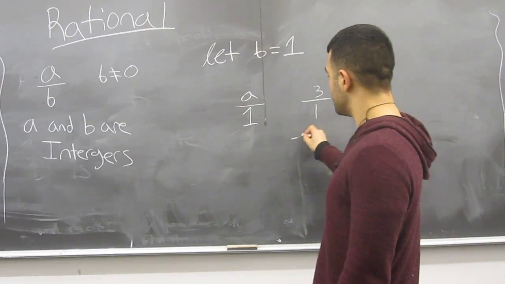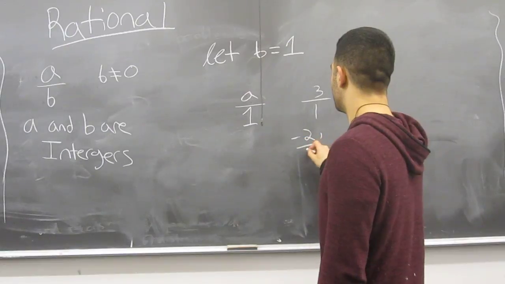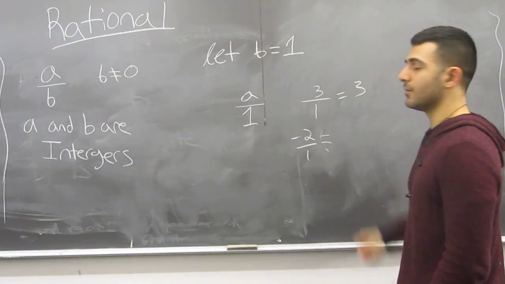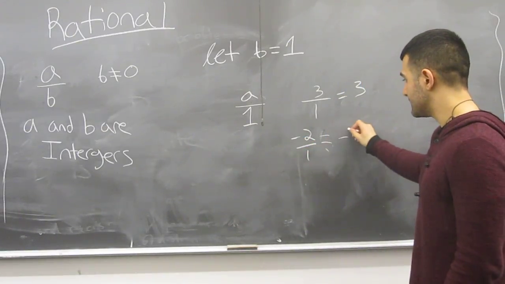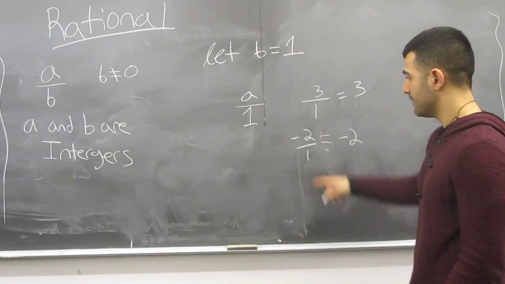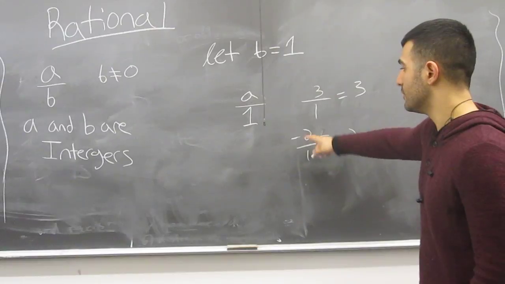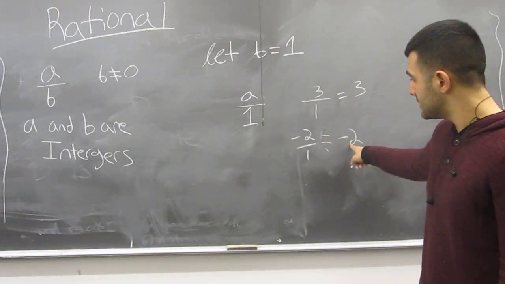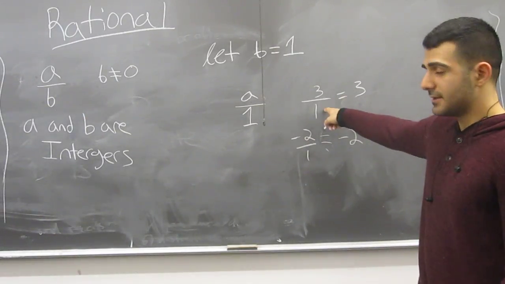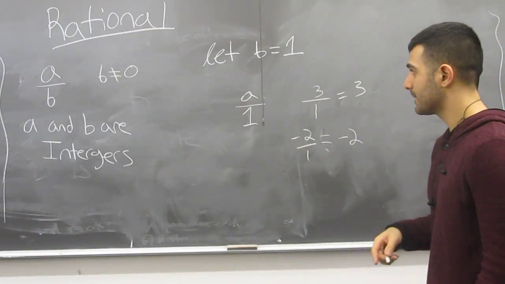What if I said negative 2? What if I said negative 2 over 1? That would be the same thing as negative 2, right? Because in this case you have 3 ones, and you have negative 2 ones. The fraction simplifies to negative 2, and the fraction simplifies to 3.